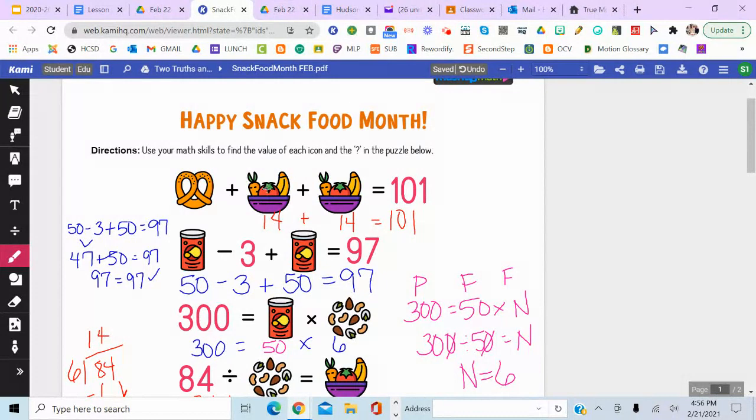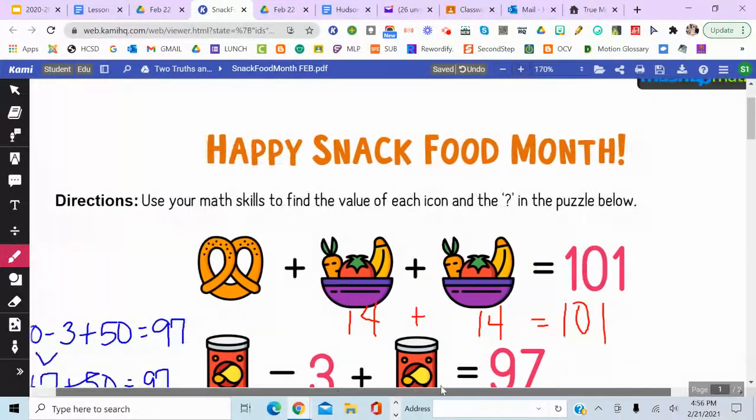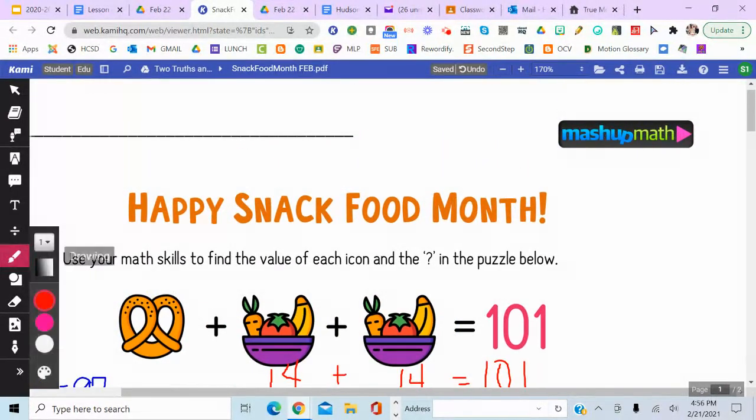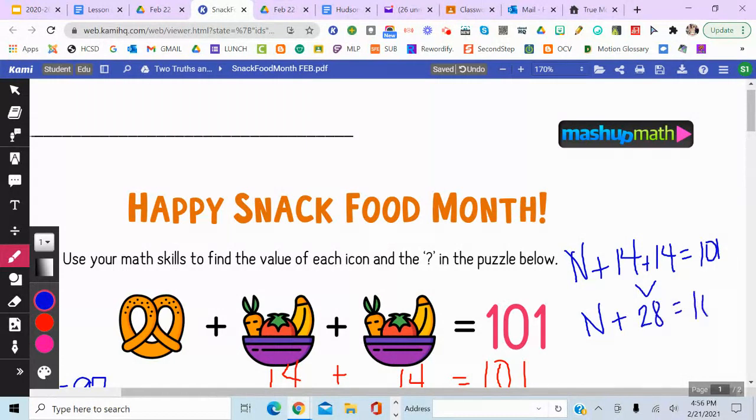So what I'm going to need to do here is I'm going to need to do some multiple steps here. So something plus 14 equals 101. So I'm actually going to zoom back in, and I'm going to use this white space over here. So I'm going to put an N in for pretzel. So something plus 14 equals 101. So first thing I'm going to do is I'm going to add 14 plus 14, which is 28. So something plus 28 equals 101.